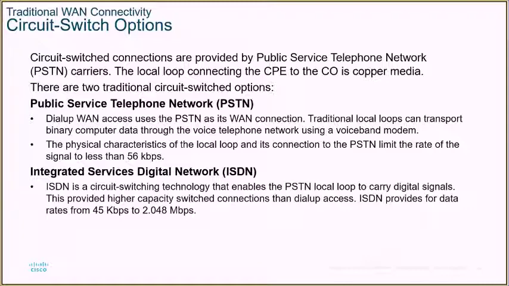ISDN is a circuit switched technology that enables the PSTN local loop to carry digital signals. This provided higher capacity switched connections than dial-up. ISDN provides for data rates from 45 kilobits per second to 2 megabits per second. So, typically better. And also you have the option of more than one connection at the same time with ISDN, but it was always more expensive and wasn't well adopted.